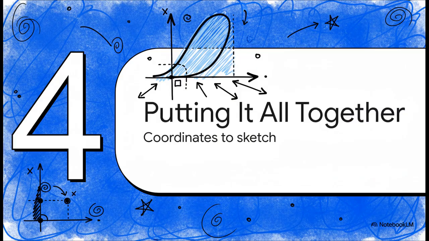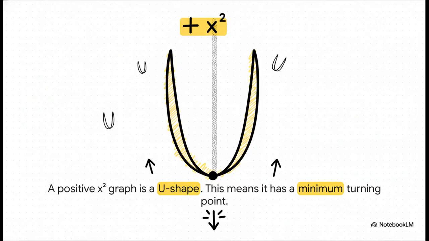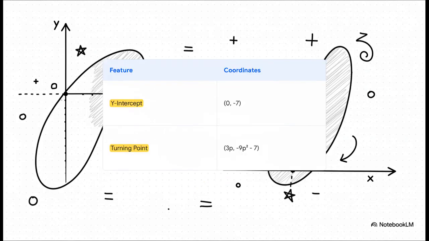Okay, deep breath. We did all the hard algebraic work. We have our y-intercept, we have our turning point, now it's time to actually draw this thing. Before we plot anything, let's just do a quick sanity check. Our original equation starts with a positive x squared. That always gives us a U-shaped parabola, a happy graph. That means it's going to have a minimum point at the very bottom of the curve. So let's bring our two key pieces of information together. We plot the y-intercept at (0, -7), then we mark the minimum turning point at (3p, -9p squared - 7). Then all we do is draw a nice, smooth, U-shaped curve that goes through both of those points.